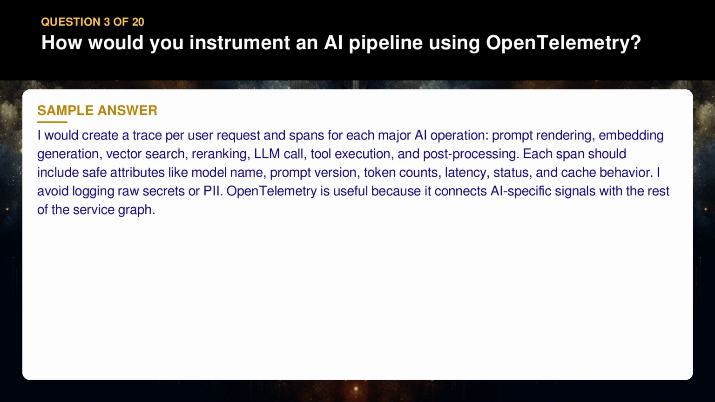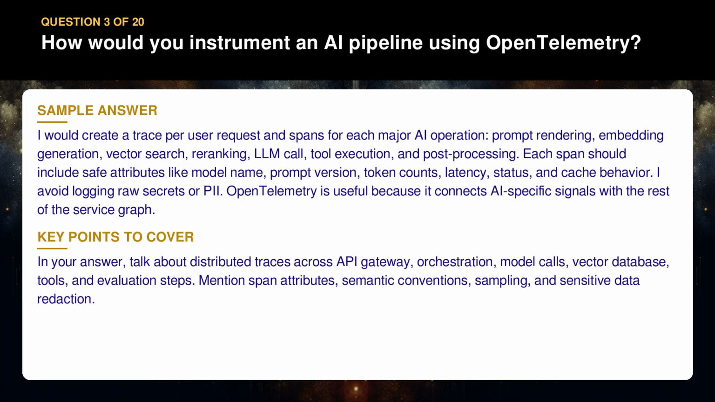OpenTelemetry is useful because it connects AI-specific signals with the rest of the service graph. In your answer, talk about distributed traces across API gateway, orchestration, model calls, vector database, tools, and evaluation steps. Mention span attributes, semantic conventions, sampling, and sensitive data redaction.